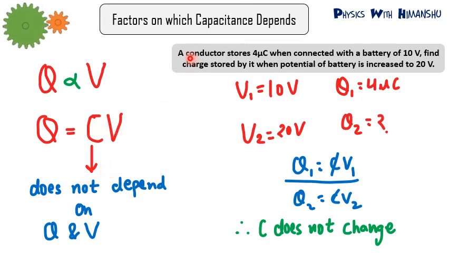Now there is a numerical: a conductor stores 4 microcoulomb when connected with a battery of 10 volt. Find the charge stored by it when the potential of the battery is increased to 20 volt. So the first condition is that the potential is 10 volt and the charge is 4 microcoulomb. So what will be the charge when the potential is increased to 20 volt? So the next potential is 20 volt and we have to find the charge stored. So Q1 equals CV1, Q2 equals CV2, but C will be constant because C does not depend on V. So dividing both the equations, C will get cancelled out. Now we have Q1, V1, and V2, so we will get Q2.